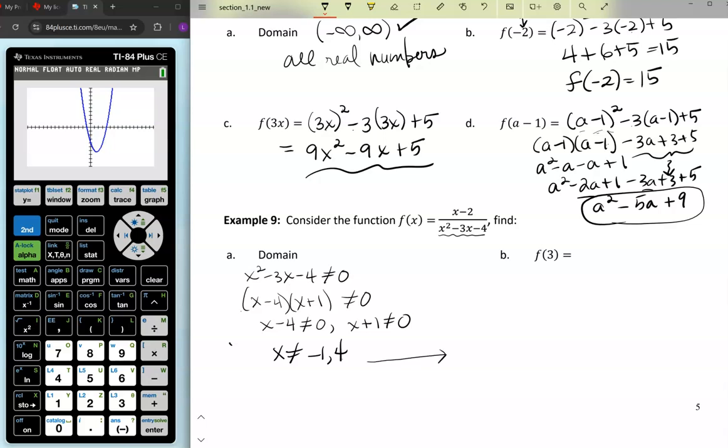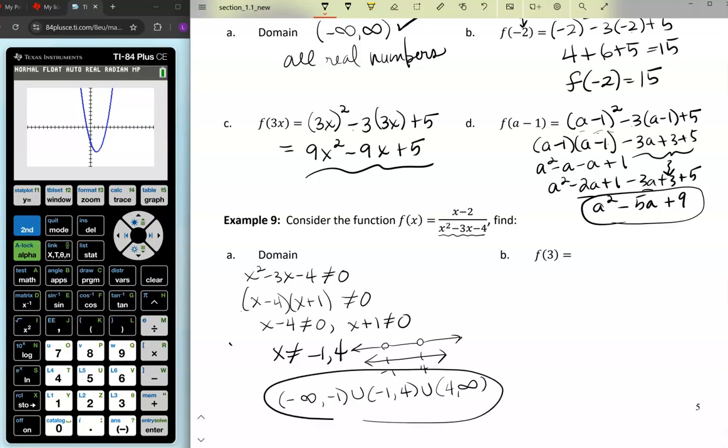Now if we put that on a number line, -1 and 4, we have circles here because it cannot be those two numbers. That divides by 0. But it can be every other number besides those two. So there's my number line picture, which means my domain is from -infinity to -1. That's this part right here. And then we're going to stick it together with this part from -1 to 4. And then we're going to place it with this part, which is 4 to infinity. And that's my domain. I have 3 regions on the graph.